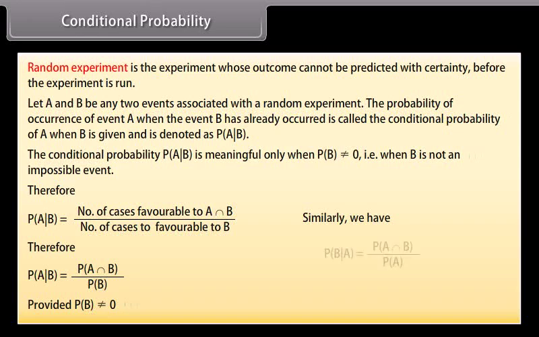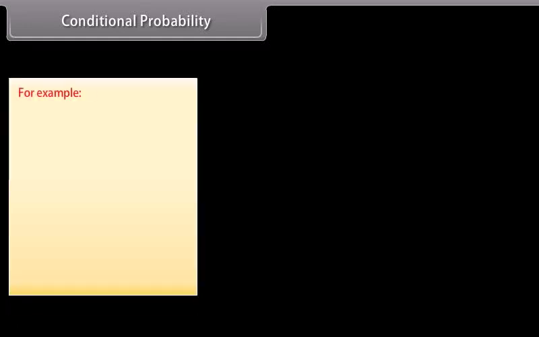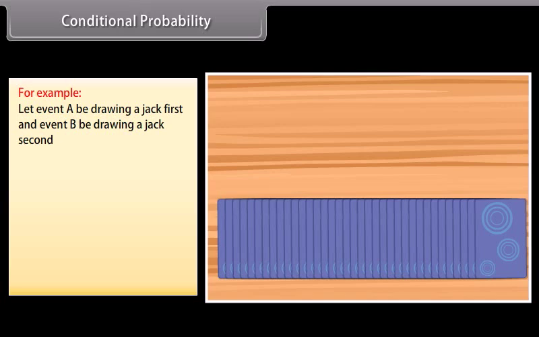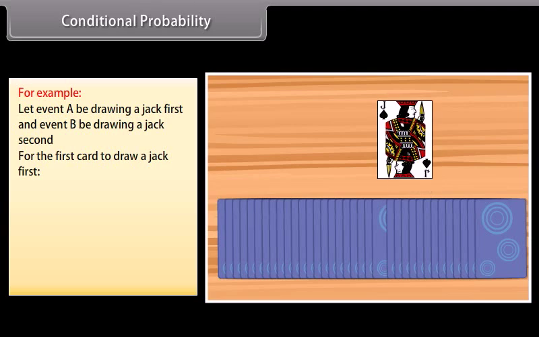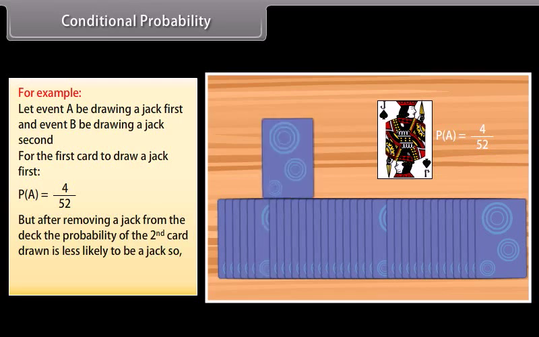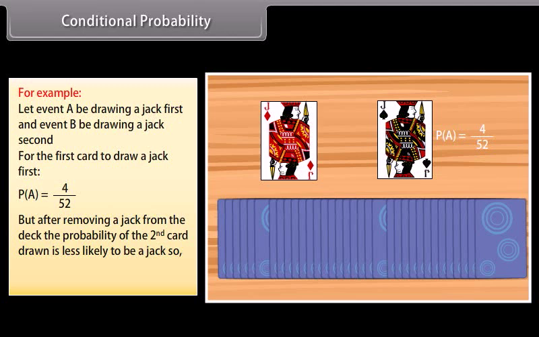Similarly, we have conditional probability of event B when event A is given is equal to probability of event A intersection event B divided by probability of event A, provided probability of event A not equals to zero. For example, let event A be drawing a jack first and event B be drawing a jack second. For the first card to draw a jack first, probability of event A is equal to 4 by 52. But after removing a jack from the deck, the probability of the second card drawn is less likely to be a jack. So, conditional probability of event B when event A is given is equal to 3 by 51.